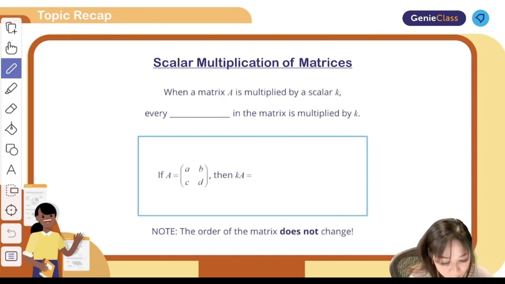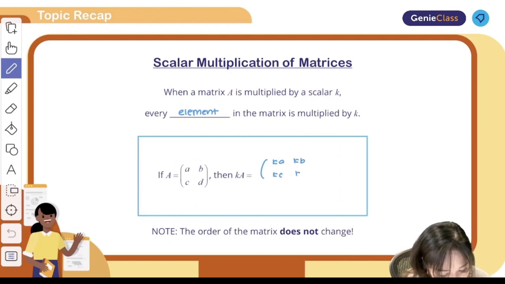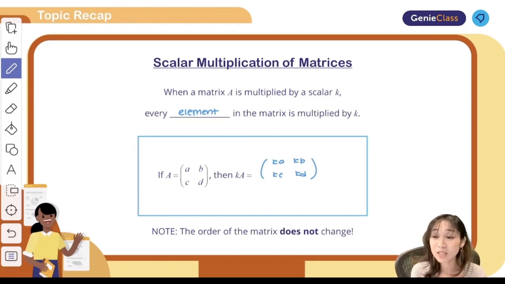Scalar multiplication as well. When a matrix A is multiplied by a scalar K, then every element inside that matrix is multiplied by the scalar value K. So if matrix A has elements A, B, C, D, then K times matrix A equals KA, KB, KC and KD. And again, for scalar multiplication, the order does not change.